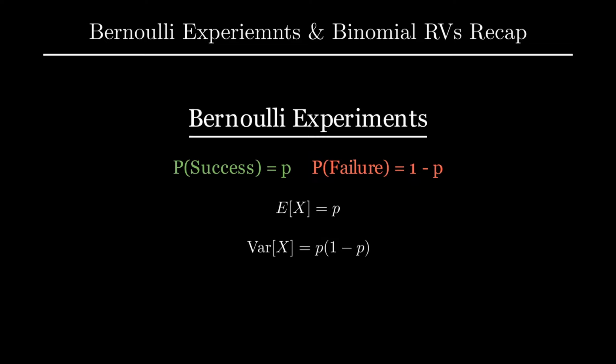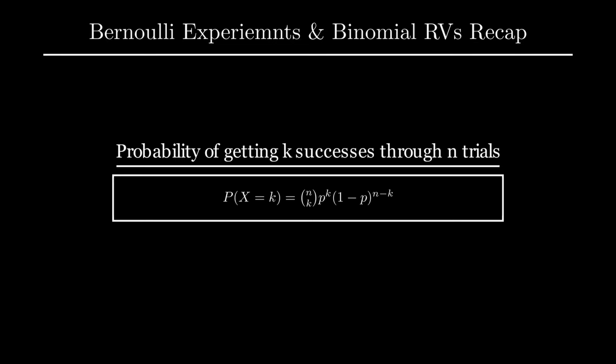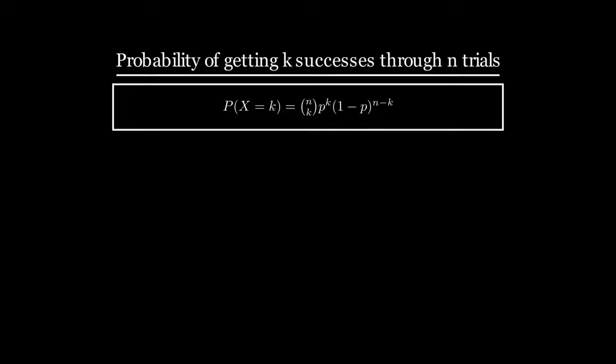If we want to determine the probability of getting k successes through n Bernoulli experiments, we can use a binomial random variable, which is governed by the following probability distribution, with expected value n times p and variance n times p times 1 minus p. With the binomial distribution, we know nothing about time, but in many cases, time is important.